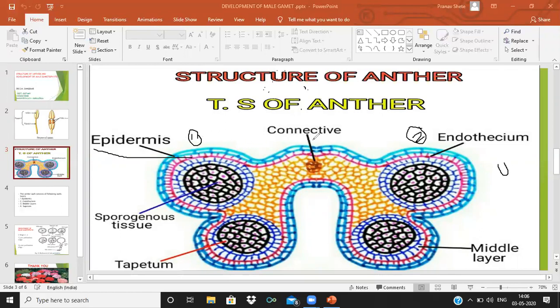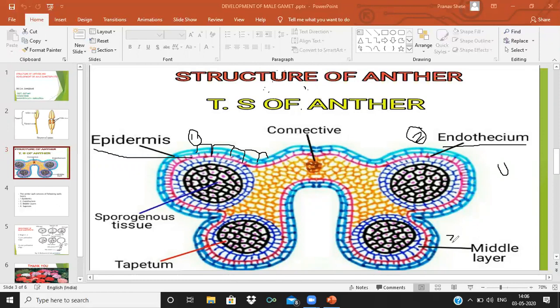What is the difference between the epidermis and endothecium? Epidermis is the first and outermost layer, and its cells are compactly arranged, tough and protective in function. The second layer below the epidermis is the endothecium. The endothecium cells are radially arranged, and that is the difference between epidermis and endothecium.